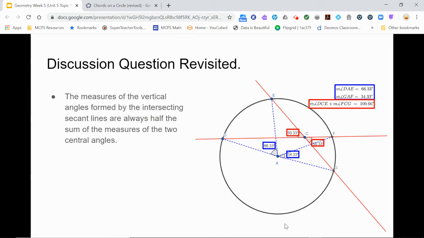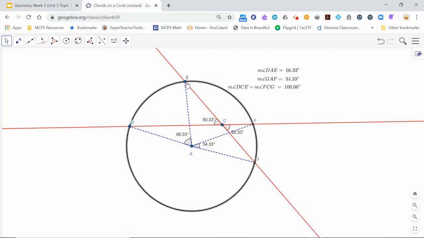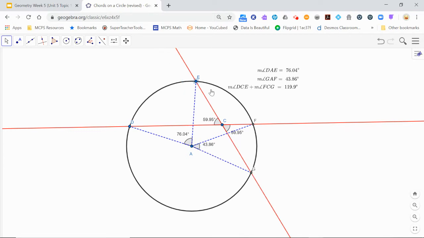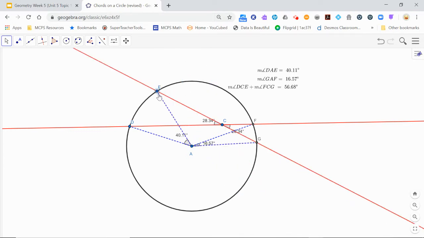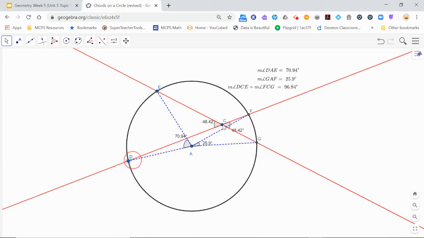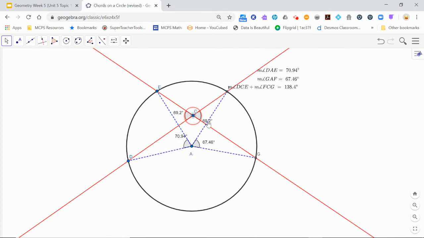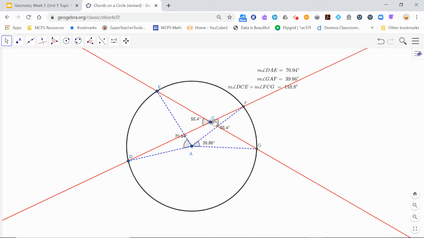Let's see this in the GeoGebra app. No matter how we move these secant lines, or where they intersect, the measure of each vertical angle is always half the sum of the measures of the two central angles.